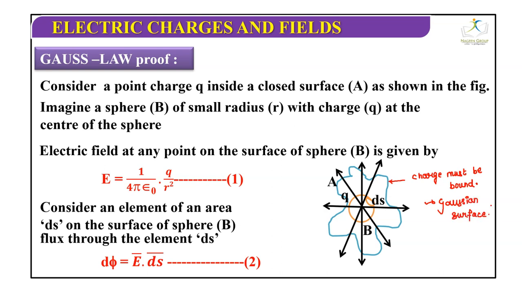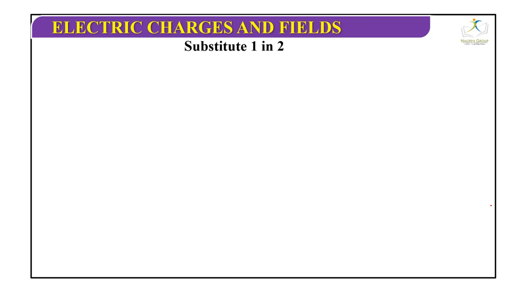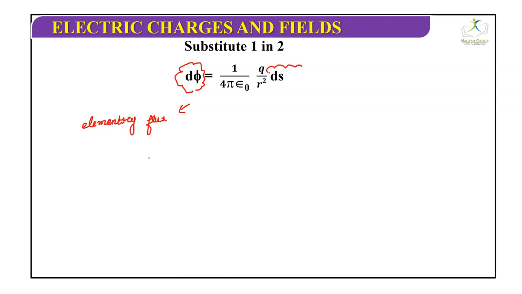Hope I'm clear. Moving ahead, substitute 1 in equation 2: d phi is equal to 1 by 4 pi epsilon naught times q by r squared dS. This d phi is an elementary flux, which is the field lines passing through an elementary surface. So basically this surface is very elementary, very small. Because of that, the outgoing electric field lines are also small. So we are taking the terms d phi and dS.